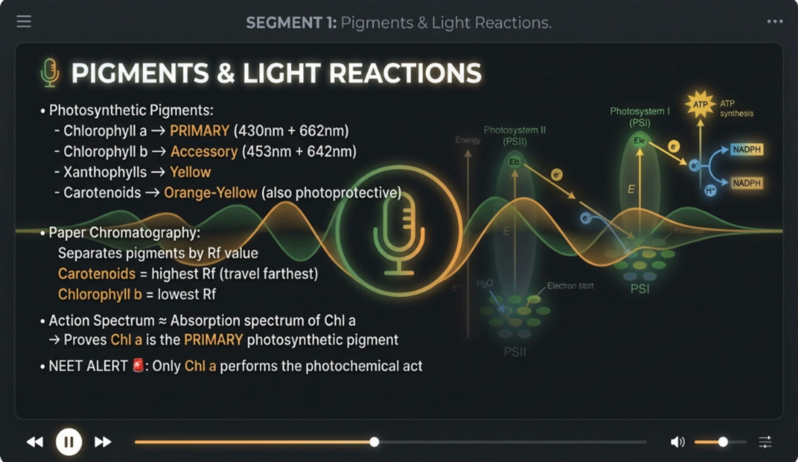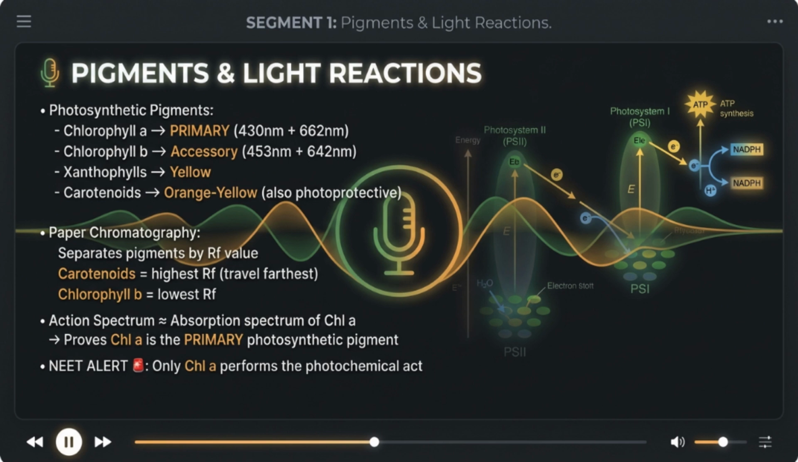Then we have the accessory pigments: chlorophyll B, which absorbs at 453 and 642 nanometers, xanthophylls, which are yellow, and carotenoids, which are yellow-orange and also serve a protective function by absorbing excess light that could otherwise damage the cell. These accessory pigments absorb light at wavelengths that chlorophyll A can't, broadening the range of usable sunlight. They then transfer that energy to chlorophyll A.